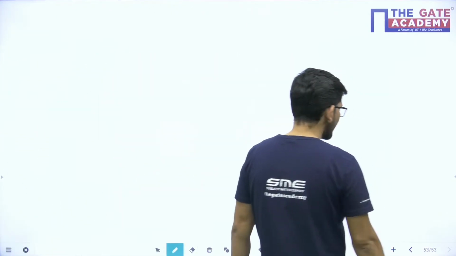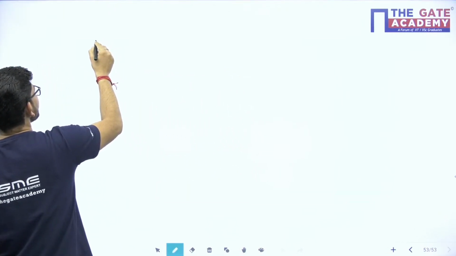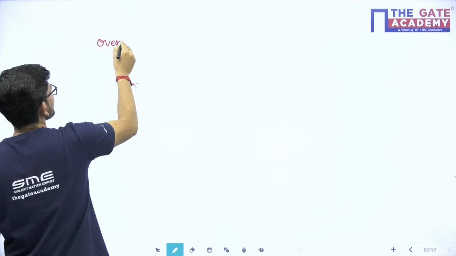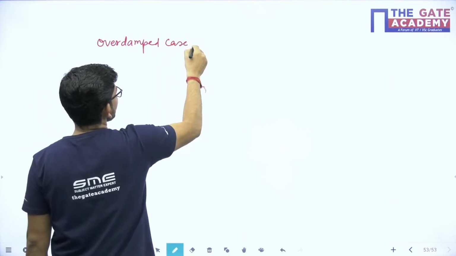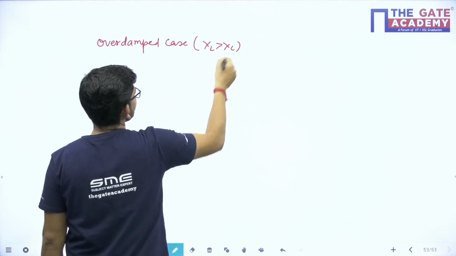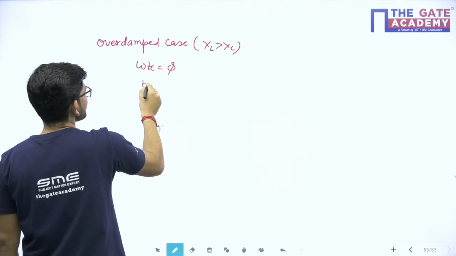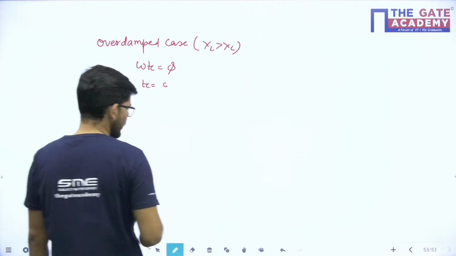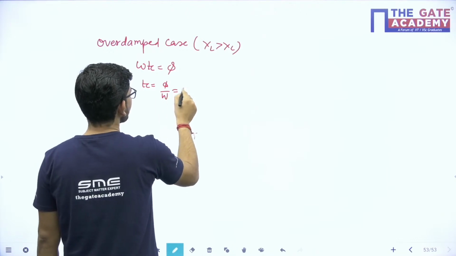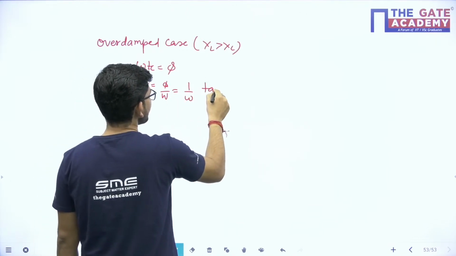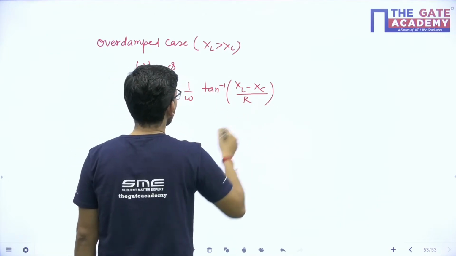Now how to calculate this particular angle phi? In case we have an over damped case, meaning XL is greater than XC, then omega TC will be equal to phi, or TC will be equal to phi upon omega, and this phi will be equal to tan inverse of XL minus XC upon R.